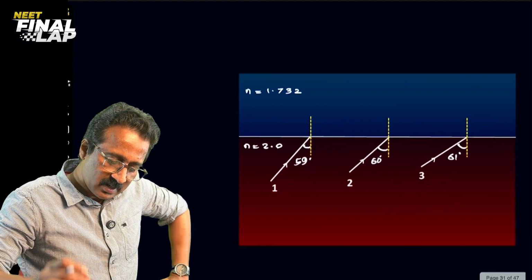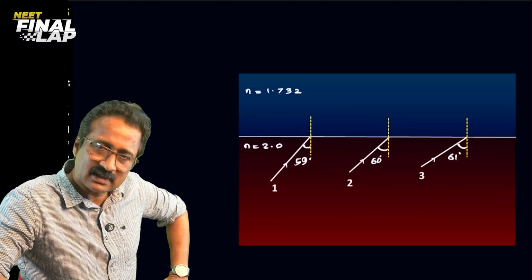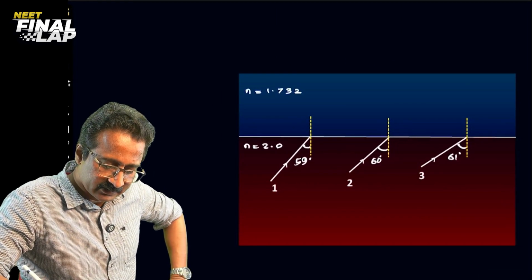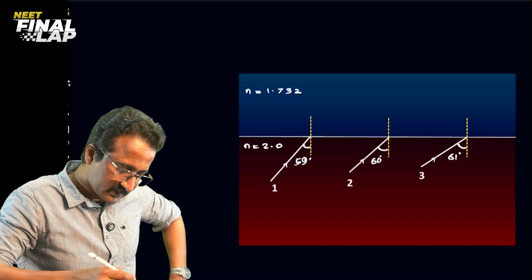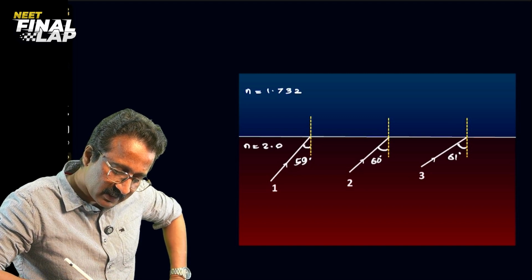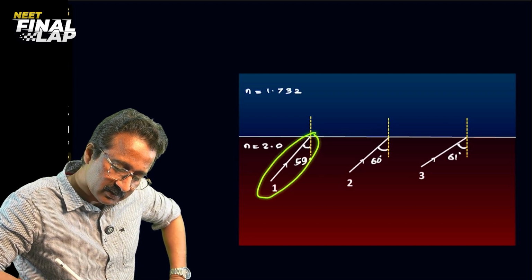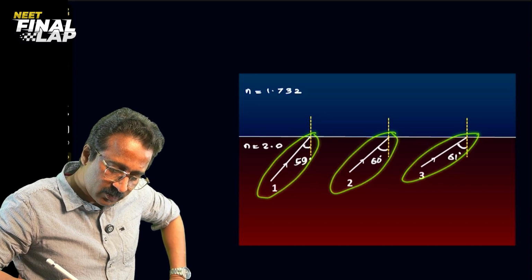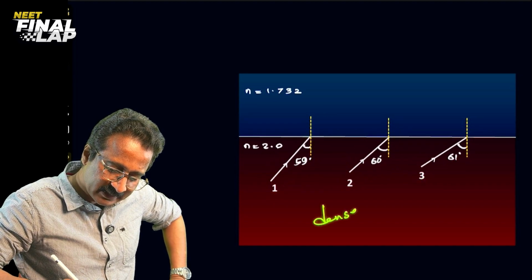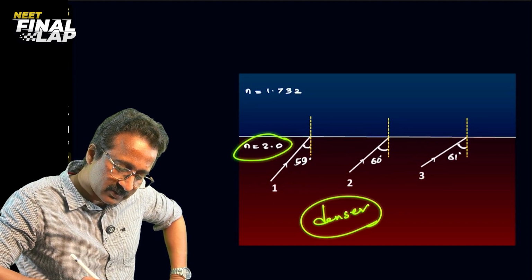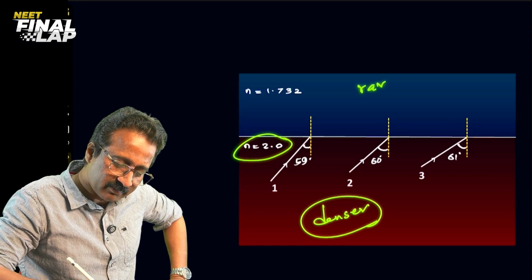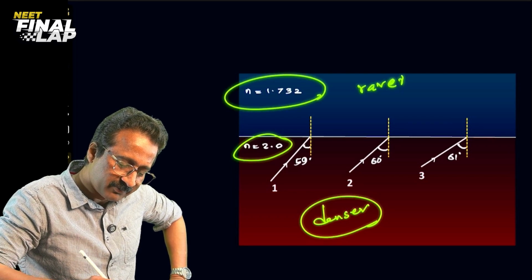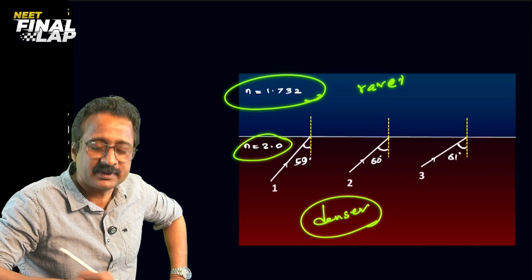Okay, now I'll give you some simple examples to show the relevance of critical angle here. What I have shown here is this. I am thinking of showing everything in one figure so that it can be understood. I have 3 examples here. In these 3 examples, there are 3 light rays in a denser medium. This is supposed to be denser because the refractive index is 2, and this is a rarer medium because the refractive index is less, 1.732.